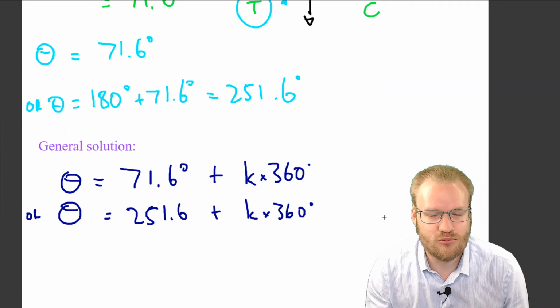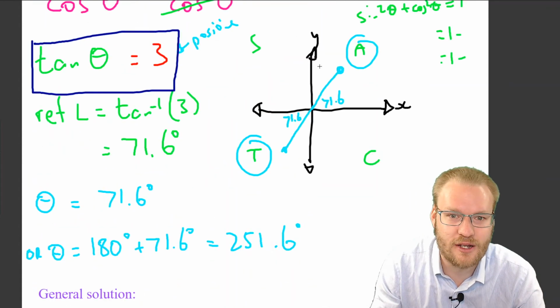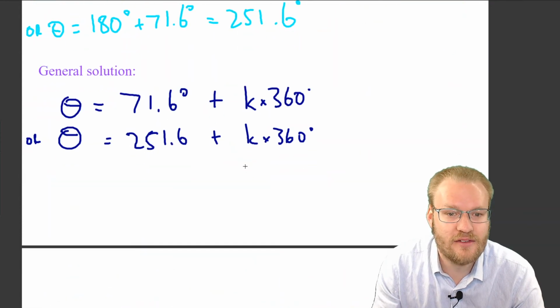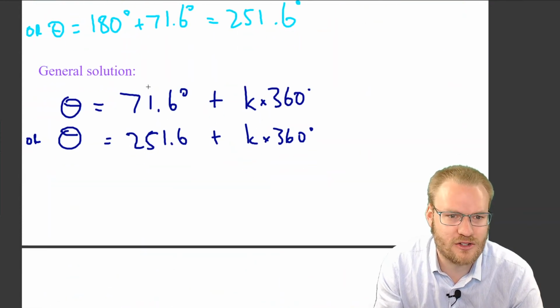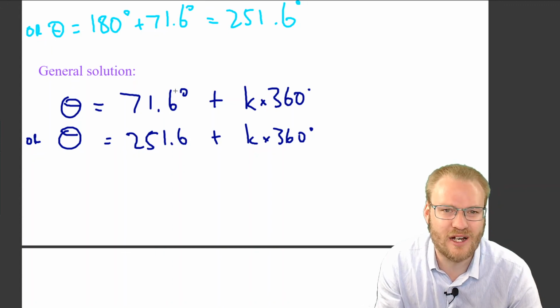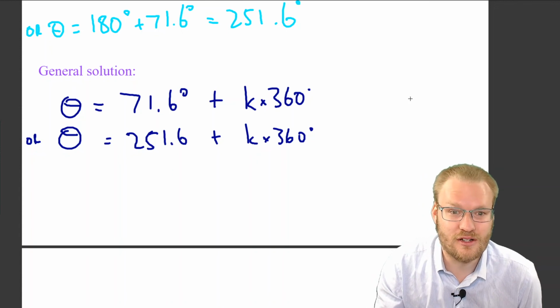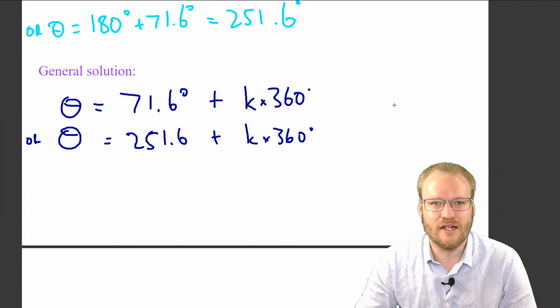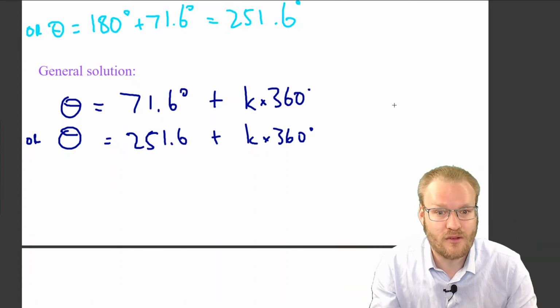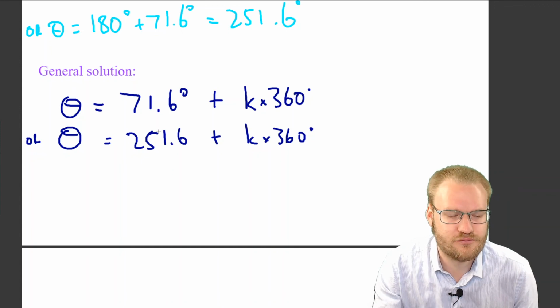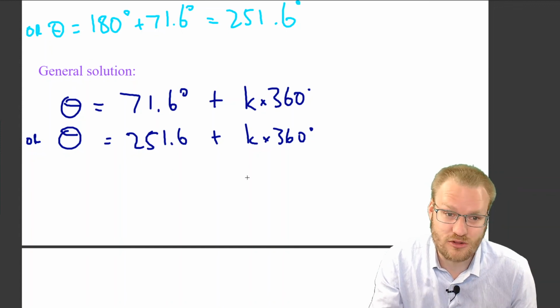Then if it asks us for theta to be in a particular range, so here it said theta is between 0 and 360, we could sub in our values of k to make this work, and in which case there are only two solutions, 71.6 or 251.6. These would be our two solutions because those are the only ones within that range. But it could easily have asked what happens if theta is between negative 360 and 360. Then you just substitute in for k for that range. But our starting point is the general solution.